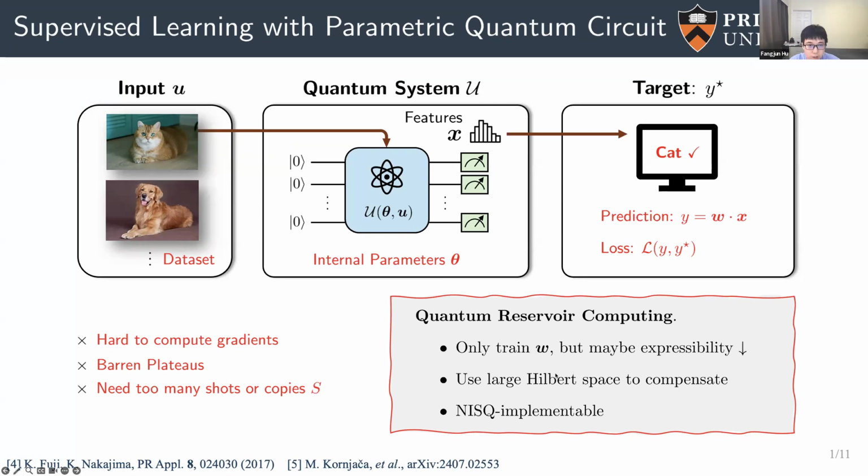Then you can argue that, okay, now we only train the W, maybe your expressive ability can decrease because you lose the degrees of freedom to play with those internal parameters. But as a compensation, we can use a much larger Hilbert space by increasing, for example, the number of qubits. Since, as I said, this loss function is cross entropy or mean square loss, they are convex functions. So no feedback loop is needed now. And it is believed to be one of the easiest realizable quantum machine learning algorithms in NISQ devices. Yeah, and some recent work also implements it.